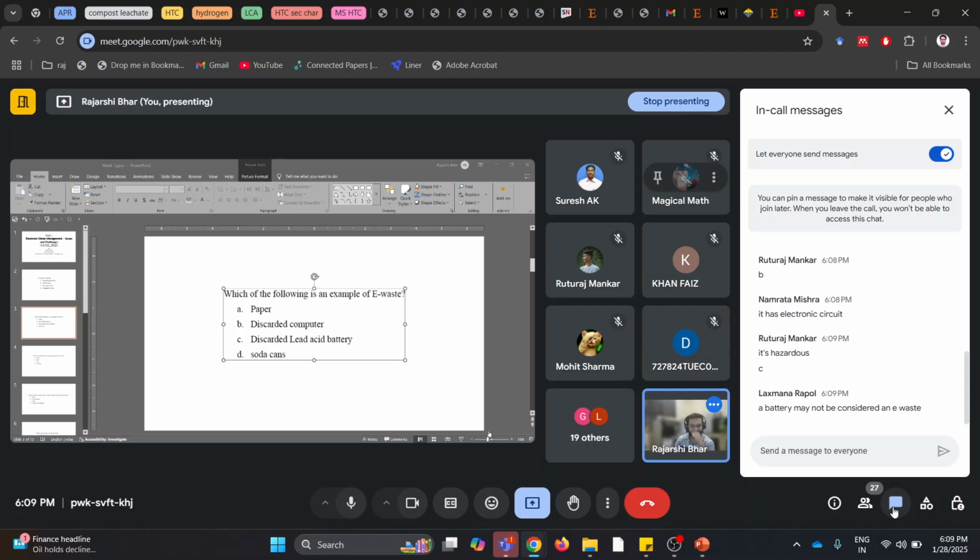But why is that? Very simple. Just go with the name of the words in option C. It is saying discarded lead acid battery. So it has got lead, and on top of that, it has also got a strong acid, H2SO4.